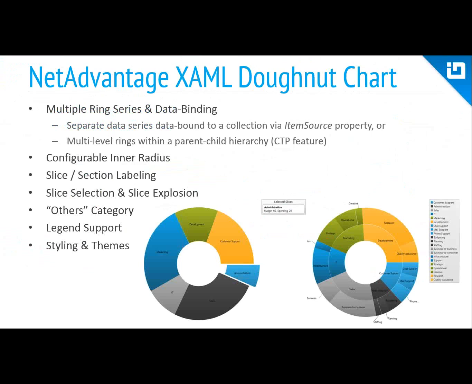So you can configure the inner radius. You've got things like the pie chart. You can do slice and section labeling. You can do selections and explosions. Explosions don't work when you have multiple series, though, because otherwise it's just weird behavior. Explosions only work when you have one single series. And you also have the other category. So let's say you have a lot of tiny little slices. Then you can say, well, you know what? For everything that is under 10%, just group them all together into a category that's going to be called Others. And you can set that threshold to control exactly how it's going to show up. We've got the legend, of course, and the styling and themes.